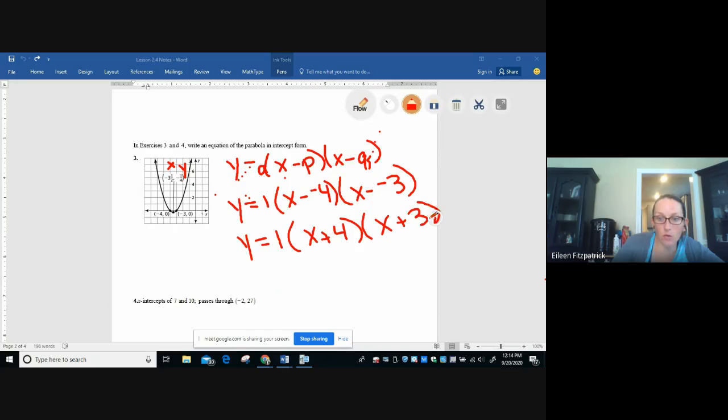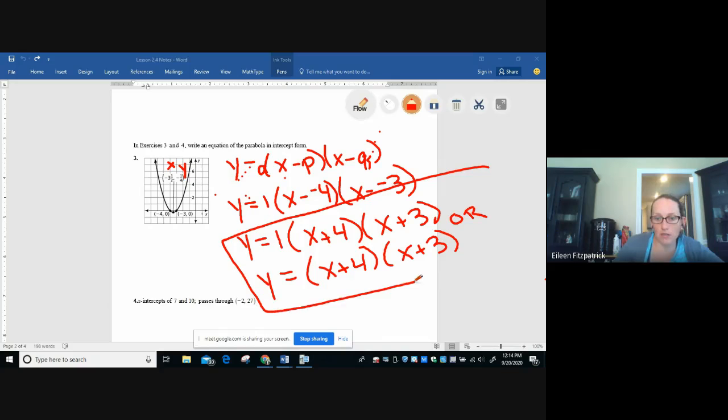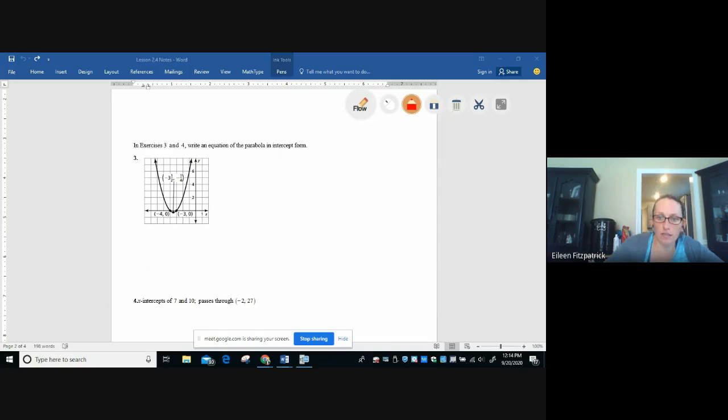And you can write it like that, or you don't have to include the 1. You could also write it as Y is equal to (X plus 4)(X plus 3). You don't have to have that 1 there. Okay, so I'll say or between these two. One of these two would be the answer. Okay. All right, let's see the next one.